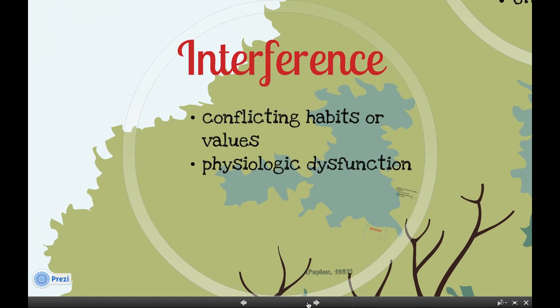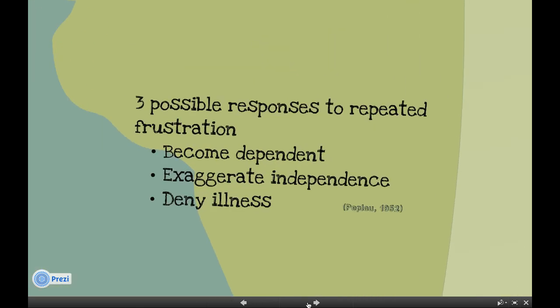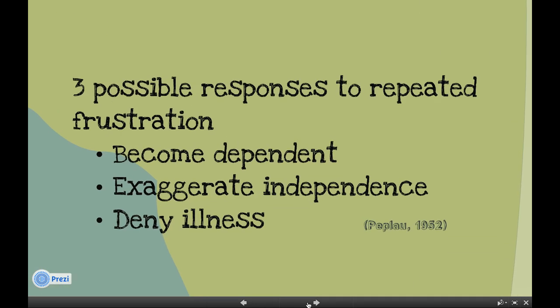Interference is defined as the blocking of or barrier to a need, drive, or desired goal due to conflicting values or physiological dysfunction. Peplau also says that frustration and aggression are often products of interference. There are 3 responses that patients usually experience during repeated frustrations. They may become more dependent than they previously were.